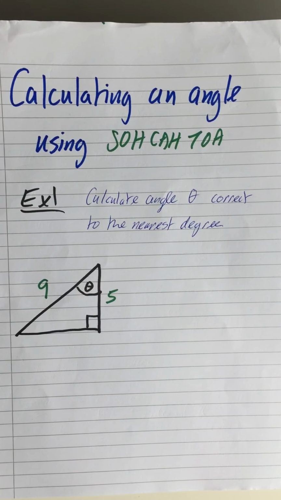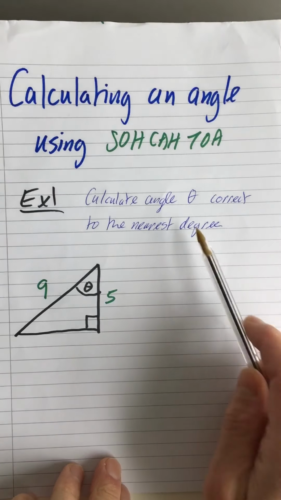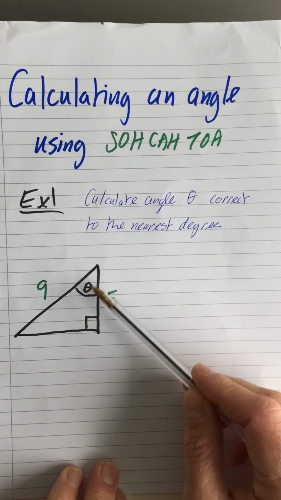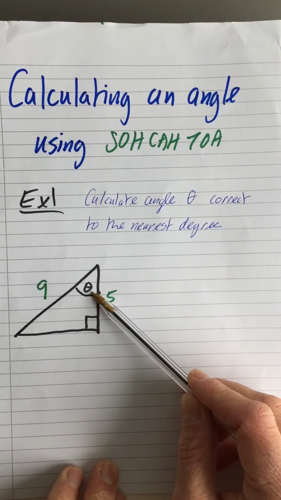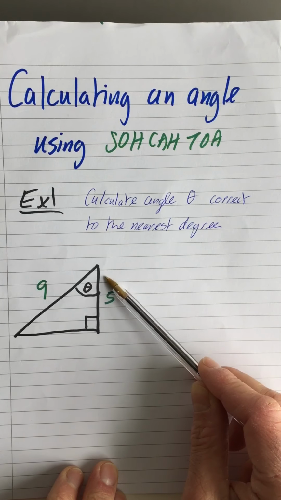Calculating an angle using SOHCAHTOA. Example 1. Calculate angle theta correct to the nearest degree. Here we have a triangle. Angle theta we need to discover. We're given the length of this side is 9 and the length of this side is 5.